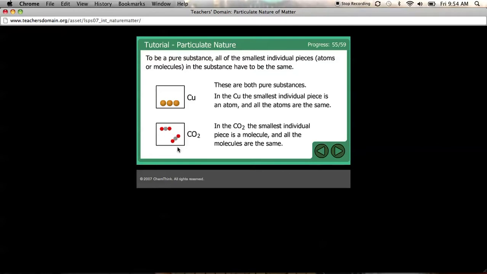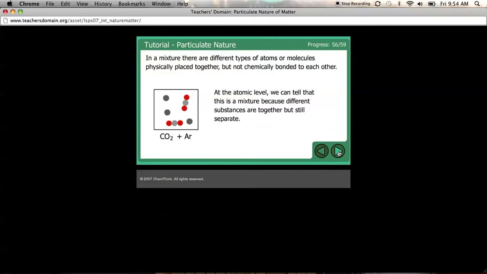If you start mixing in other compounds or other atoms that are separate, then you're not going to be a pure substance anymore. You're going to be a mixture, like this example. Okay? In a mixture, different substances are together. They're mixed together, but they're still separate. They're not chemically bonded to each other.